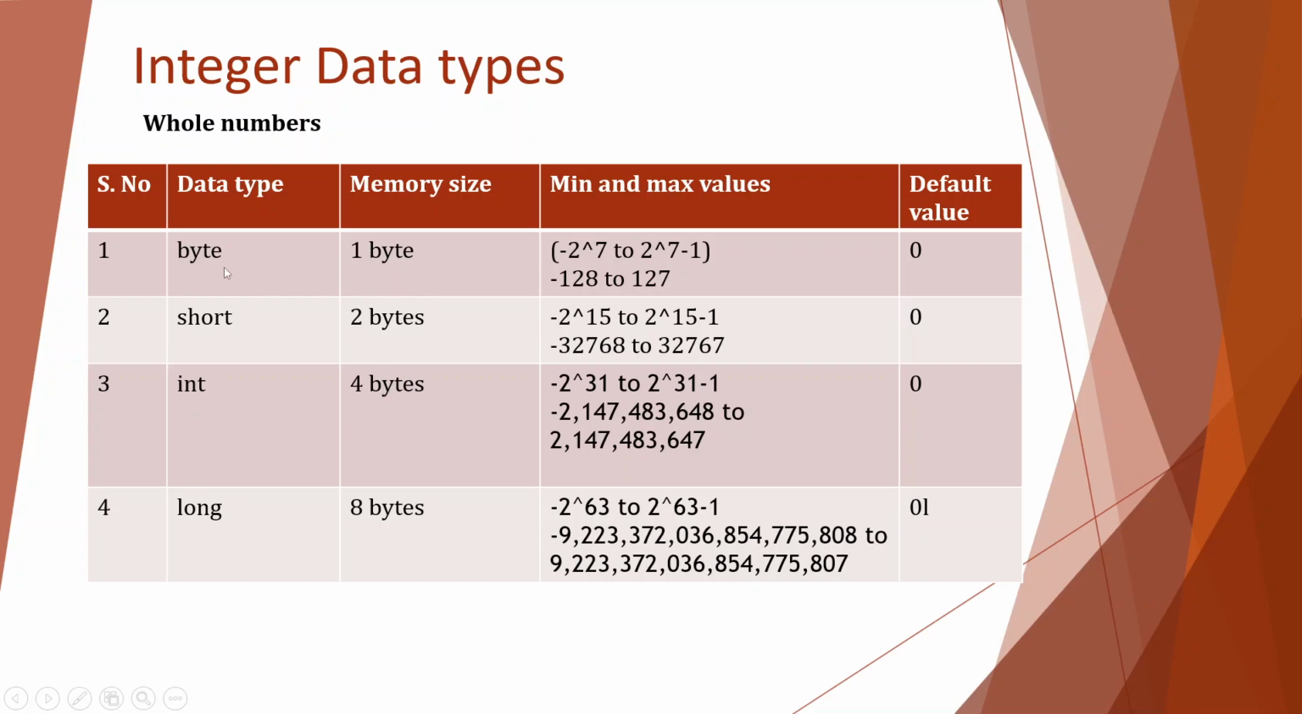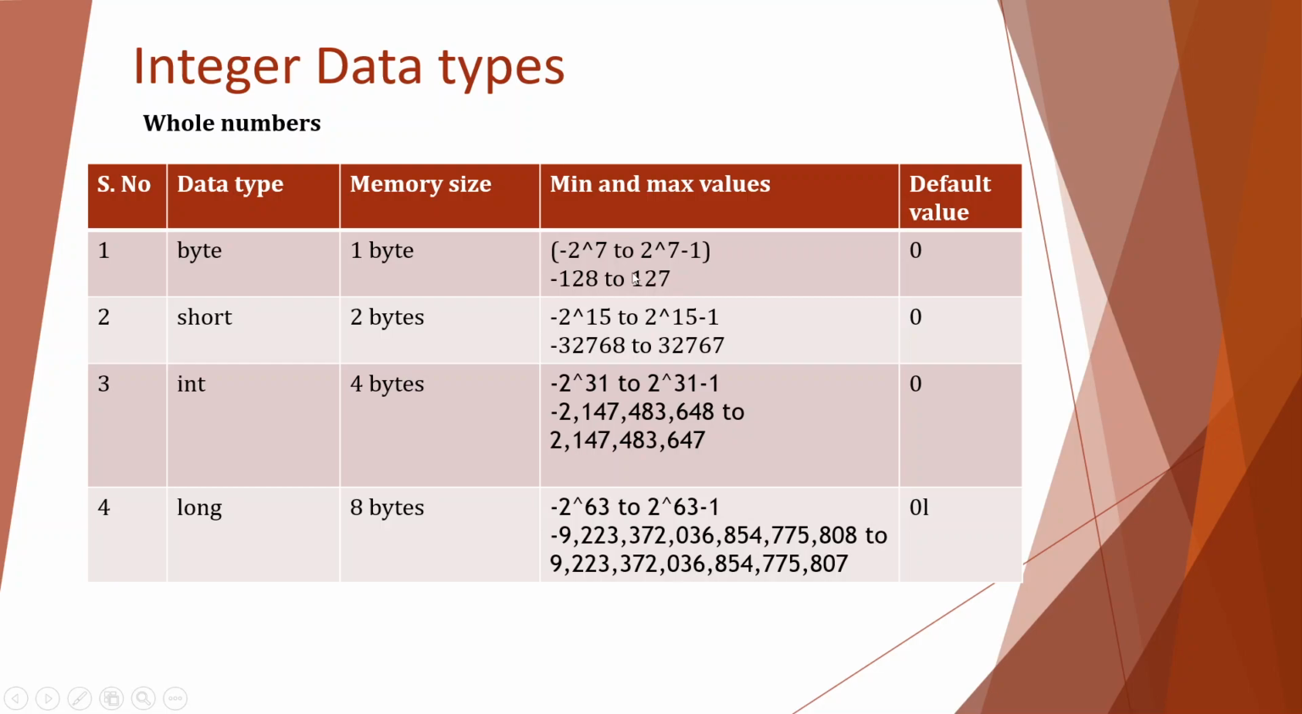If you want to store very small numbers, like -128 to 127, then you have to use byte. If you want to store somewhat larger numbers, 2 bytes, then you can use short, then int, and long. Long will occupy 8 bytes. We will get to know how we arrive at these min and max values. We will discuss it in detail.